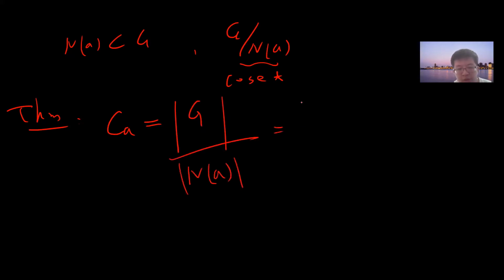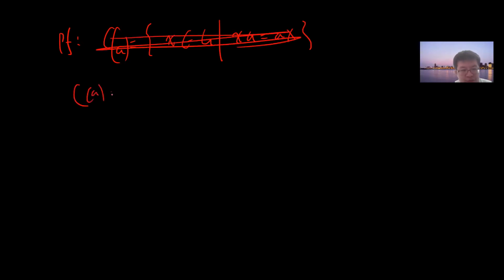Basically it's G divided by the cosets: how many cosets it can form. So this is a theorem. C_A is all the elements X^{-1} A X where X belongs to group G. Sorry, I misspoke. C_A means all the X inverse A X, with X belonging to group G.